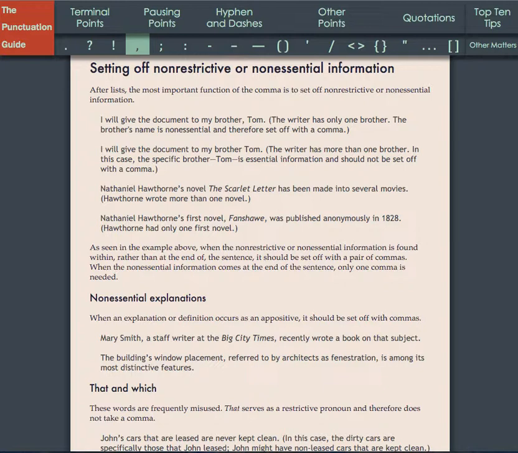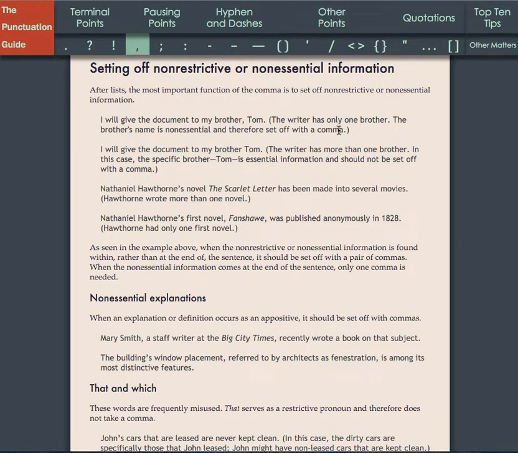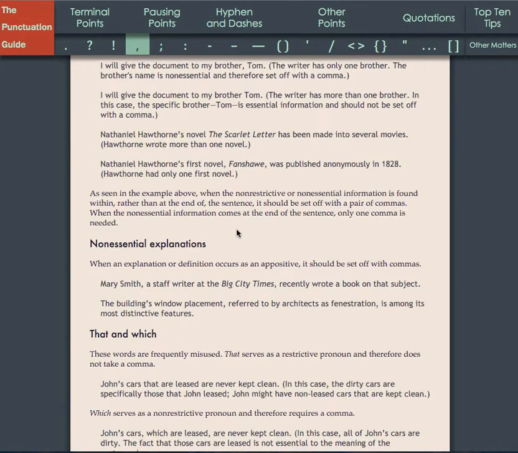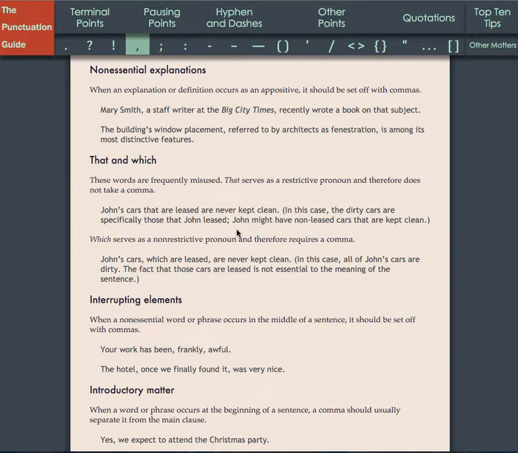You can see the same idea illustrated in the Hawthorne examples as well. When it comes to non-essential explanations, which again are just asides or appositive information, and that's just a fancy way of saying information that's non-essential, you offset with commas, just as above. So: Mary, a staff writer at the Big City Times, recently wrote a book. It's information that describes the person right before or after that comma. And when we do this, we just double offset it with commas before and after.